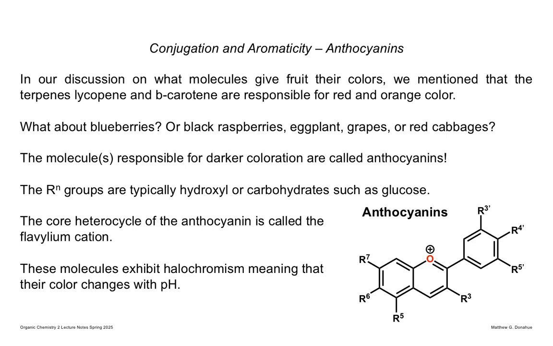So the darker coloration, these are called anthocyanins. And the core here, this is called the flavylium cation. And so this is an interesting word here, halochromism. So what's the name of the flower that changes color depending on the soil pH?